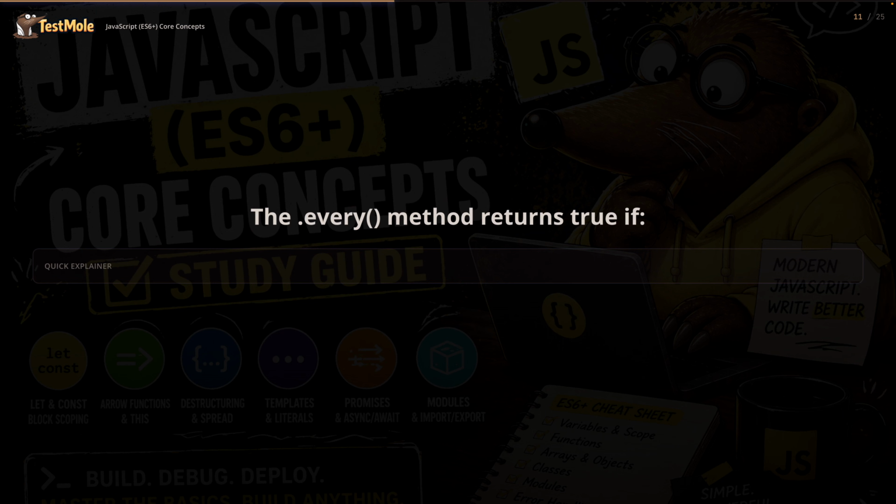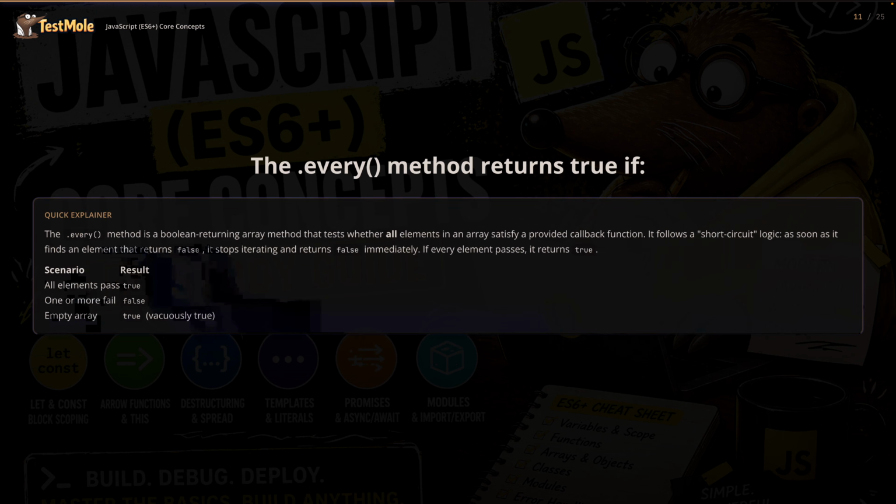The .every method returns true if... The .every method is a Boolean-returning array method that tests whether all elements in an array satisfy a provided callback function. It follows a short-circuit logic. As soon as it finds an element that returns false, it stops iterating and returns false immediately. If every element passes, it returns true. Scenario, result. All elements pass: true. One or more fail: false. Empty array: true, vacuously true.